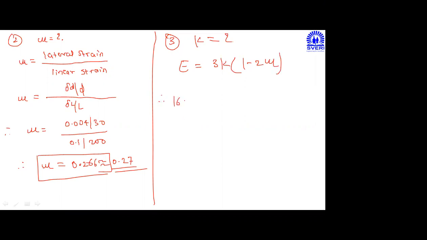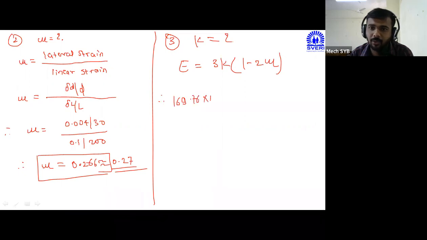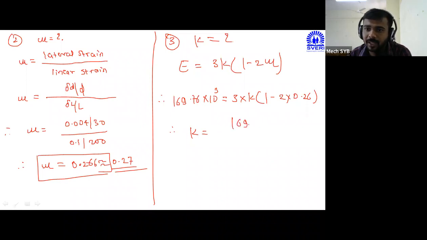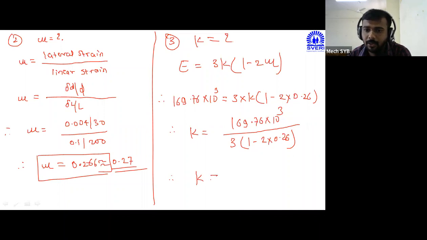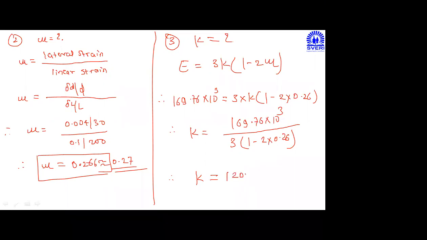Put the value 169.76 into 10 raised to 3. Already we have calculated mu as 0.26. Write the equation in the form of K. K is equal to 169.76 into 10 raised to 3 divided by 3 in bracket 1 minus 2 into 0.26. Tell me the value of K. 120.91 into 10 raised to 3 Newton per mm square.